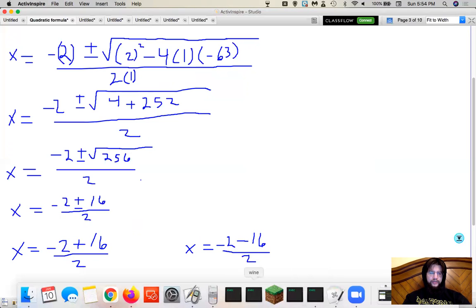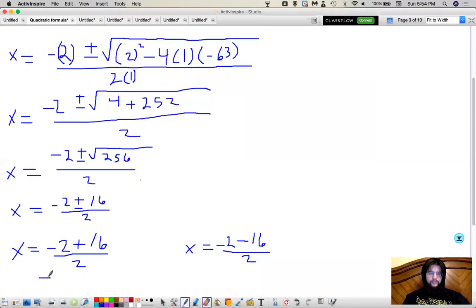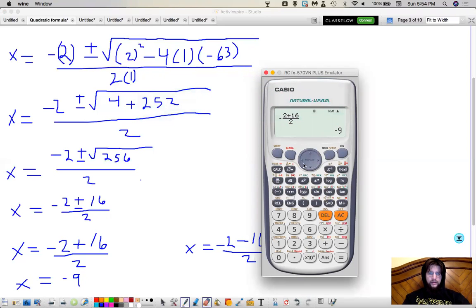And now I can finally just type the thing in the calculator. Up to this point, we had the plus or minus sign, so you couldn't just type it in. So that one's negative 9. x equals negative 9. This one I'm just going to go back and change to a minus, and you get 7.